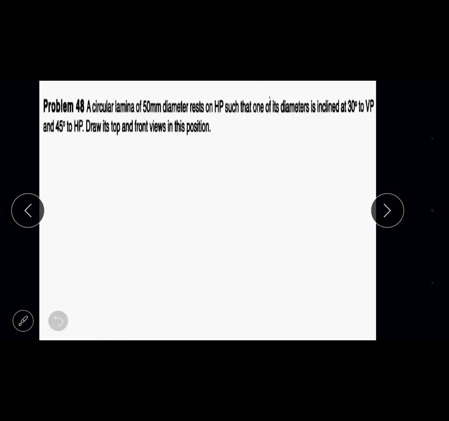So it's clear in the statement that it is resting on HP. We can see that it rests on HP. So that is one part of the statement. Another part tells that the surface of the lamina is inclined with reference to a diameter. One of its diameters is inclined at 45 degrees to HP.